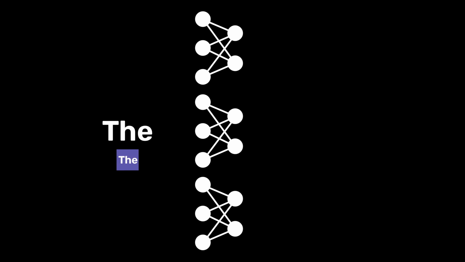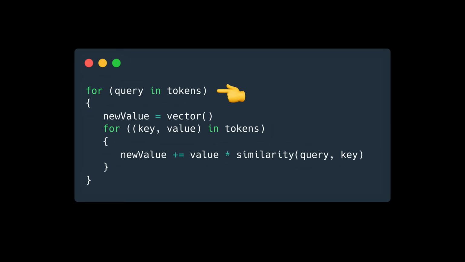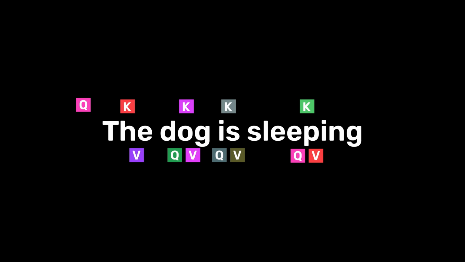So to recap, after creating the query, key, and value vectors using our networks, we will take the query of every token, and to get the next value of that token, we'll add to that token the value of every other token, but with a strength proportional to the similarity between the current query and the other's key. Or, if you're confused about this code, it's just the same thing we showed in the animation.